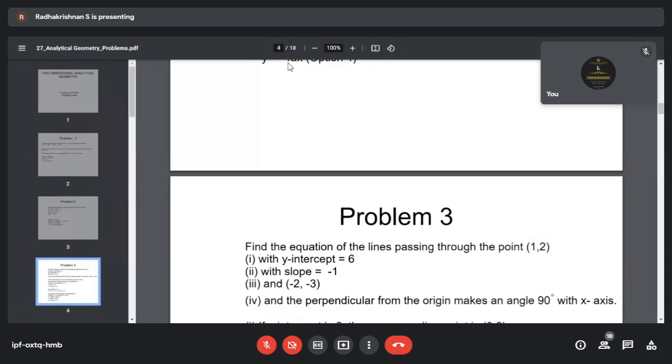See, if y-intercept and a point are given, see, y-intercept is 6 அப்படின்னா என்ன அர்த்தம்? It means that it cuts the y-axis at 6 அப்படின்னு அர்த்தம். So if it cuts the y-axis at 6, that point is (0,6). So (0,6) is a point. So (1,2) is another point. So if 2 points are given, we can use the 2-point form. There is a simple formula for determining the equation of the line which passes through 2 points. Right? So that is (y minus y1) by (x minus x1) equal to (y2 minus y1) by (x2 minus x1). So I'll show that formula.